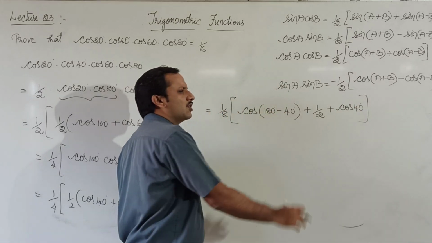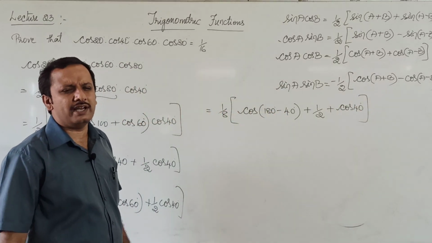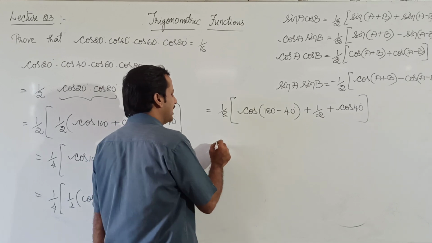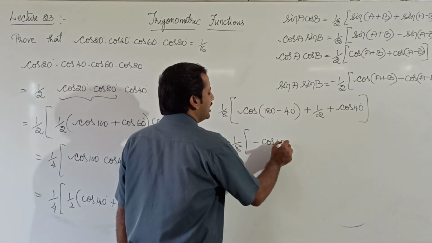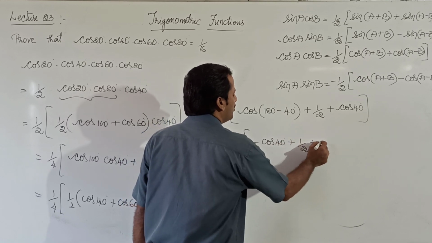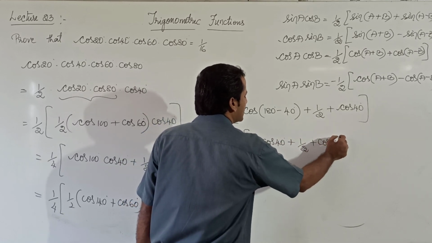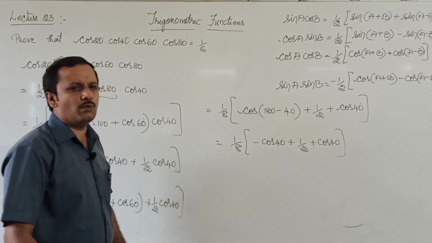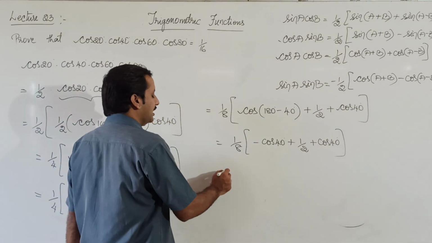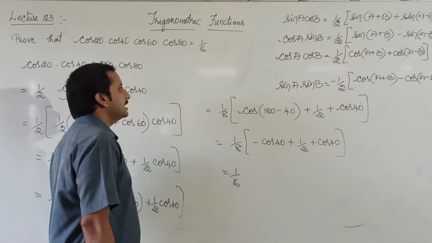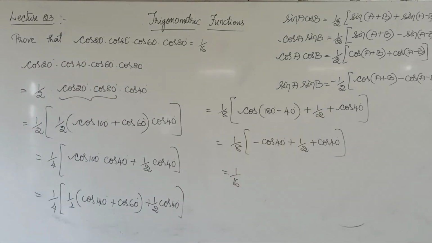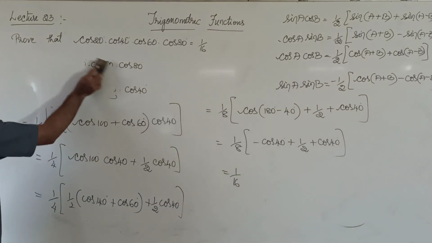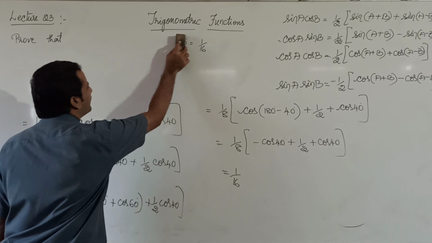This is of the form cos 180 minus theta. Cos 180 minus theta is equal to minus cos theta. So you get minus cos 40 degree plus 1 by 2 plus cos 40 degree. This cos 40 degree gets cancelled. 1 by 8 into 1 by 2 will give you 1 by 16. That's exactly what we want. Okay, this is a 5-mark question. Such problems are very important from an exam point of view.